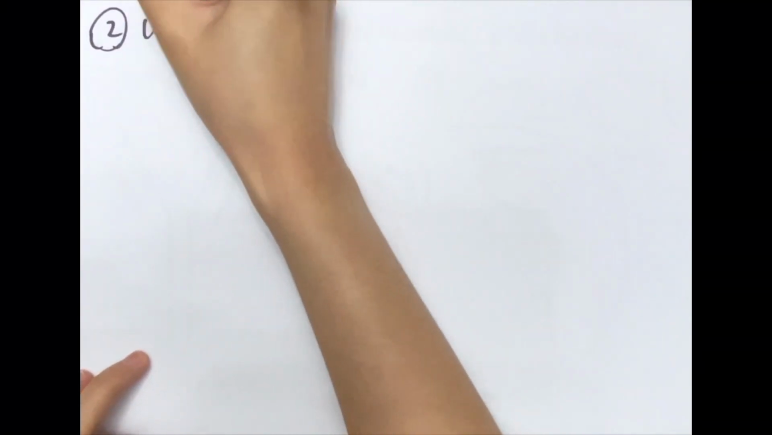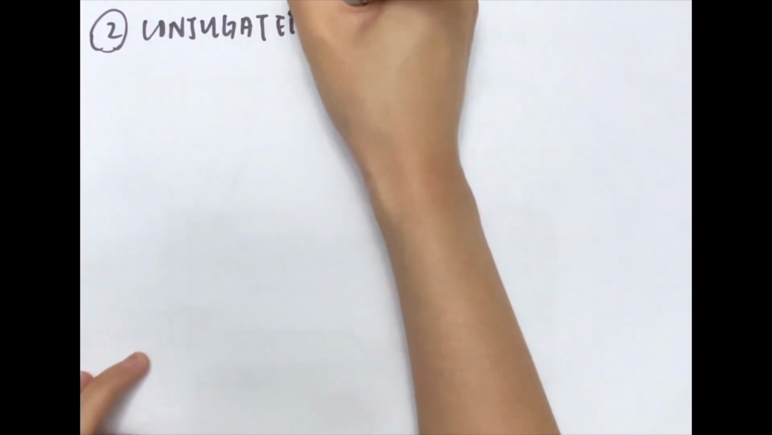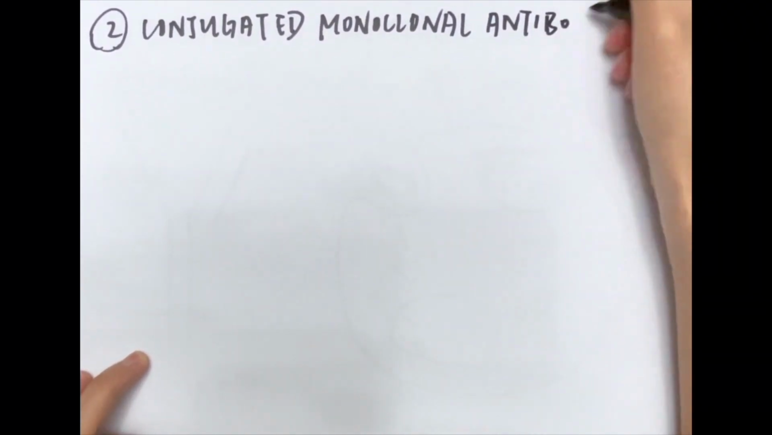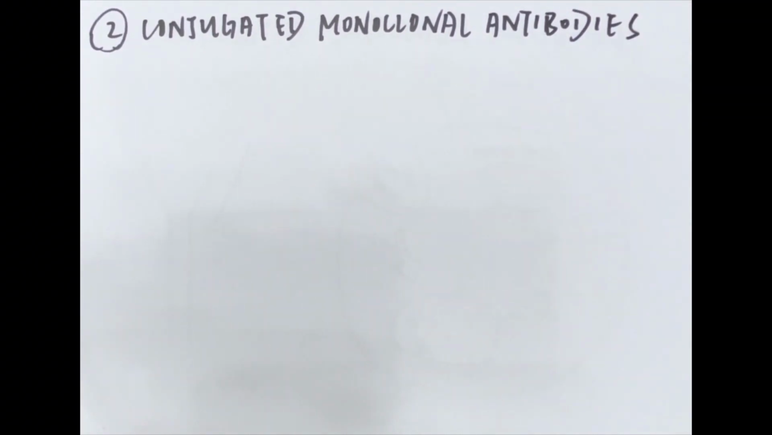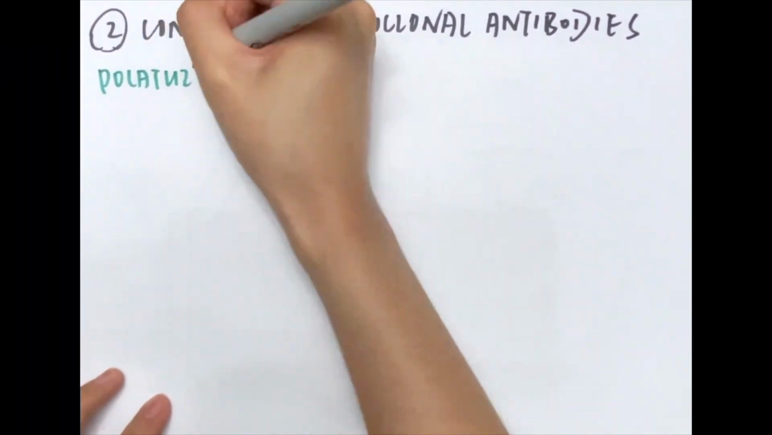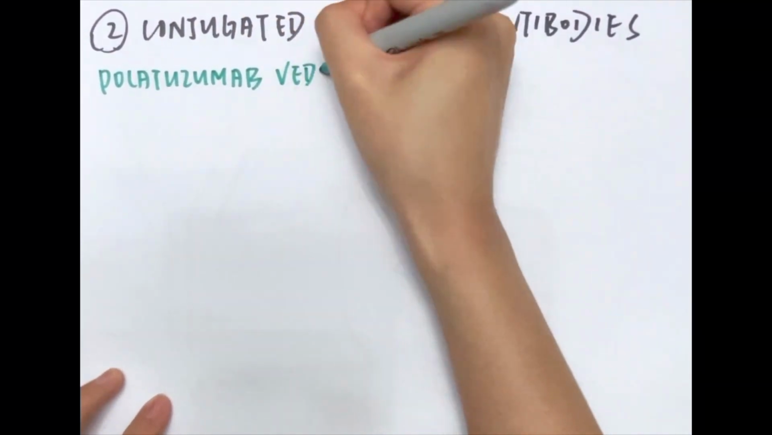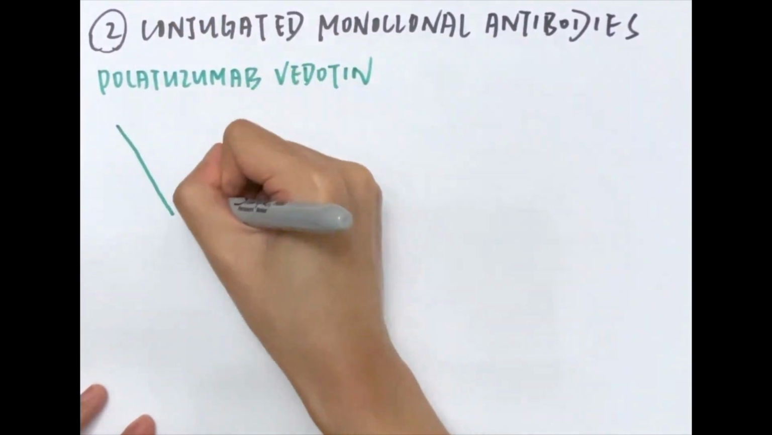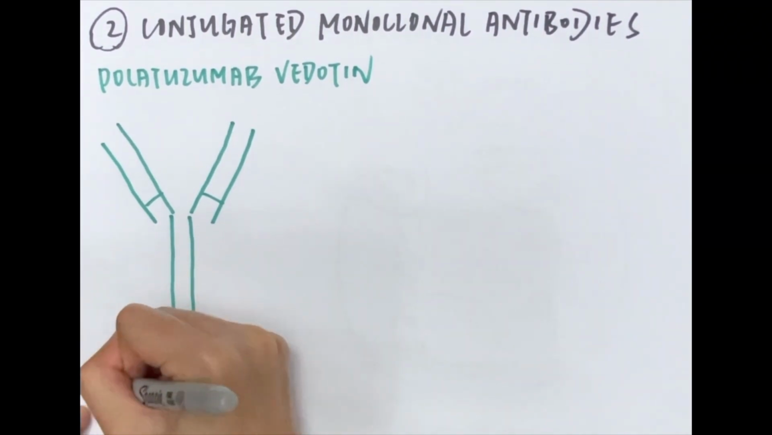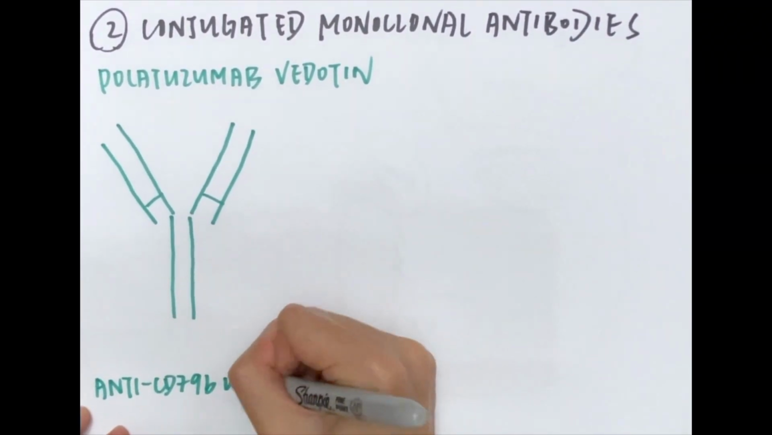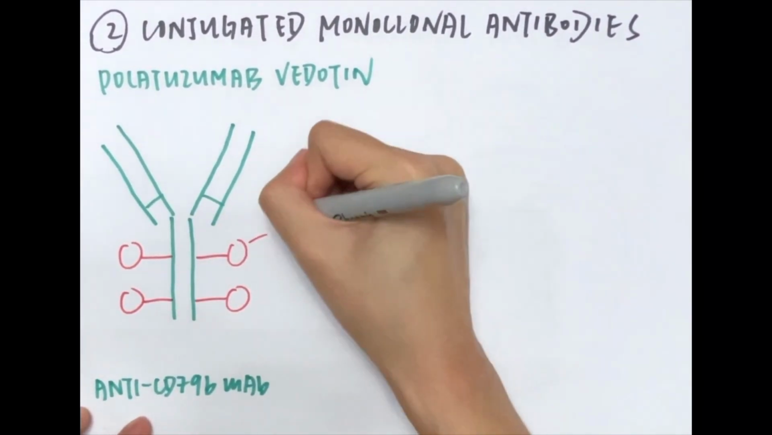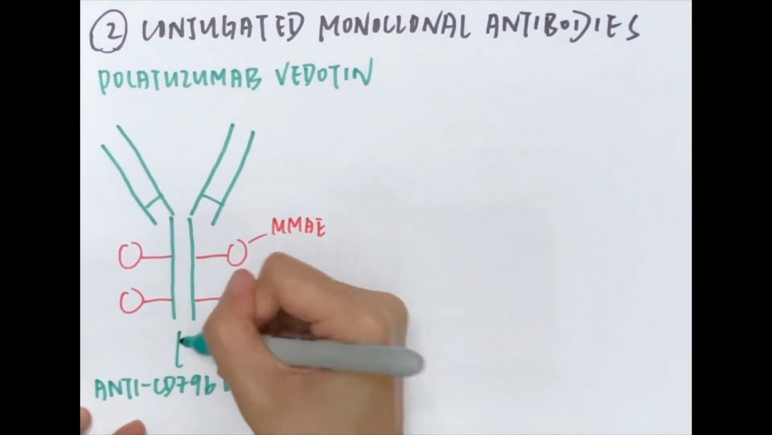The second type is conjugated monoclonal antibodies. Usually, a chemotherapeutic drug or a radioactive particle is attached to the antibody, which serves as a shuttle to deliver directly the treatment to cancer cells. One example is polatuzumab vedotin, used in treating non-Hodgkin lymphoma with abnormal B lymphocytes. It consists of an anti-CD79B monoclonal antibody, covalently attached to monomethyl auristatin E, MMAE, which is an antimitotic agent that blocks the polymerization of tubulin.